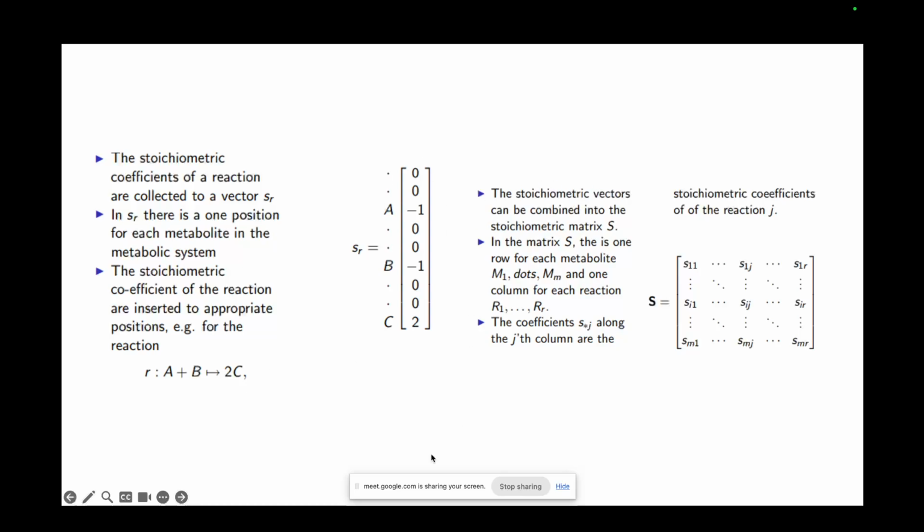And if you combine all these individual coefficient vectors into a big matrix, it is what gives you the stoichiometric matrix. So in the matrix S, there is one row for each metabolite, M1, and obviously dots if it is not present in that particular reaction, till Mm. So it's a similar situation like this.